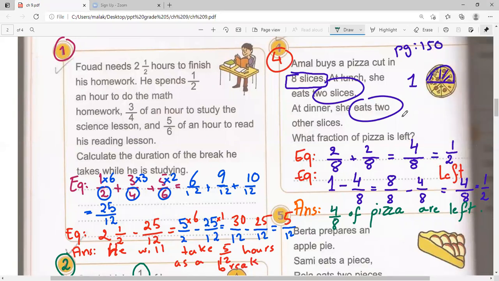So the whole pizza represents as 1 or 8 over 8, okay? Miss, this equation equals 4 over 8, equals 1 over 2. Yes, because the 4 over 8 is the half of the pizza. Look, I will color 4 parts out of 8. It represents half of the pizza. Right, Jad? Half. Okay. She ate half and we still have half, okay?